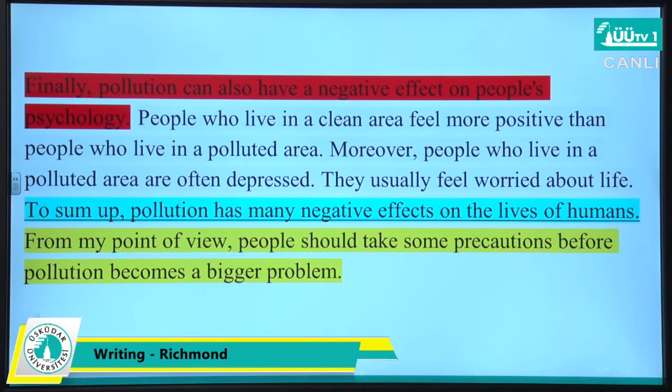Finally, pollution can also have a negative effect on people's psychology. So, in our last supporting sentence, we talk about the negative effects of pollution on people's psychology. We give details. People who live in a clean area feel more positive than people who live in a polluted area. Moreover, people who live in a polluted area are often depressed. They are usually worried about life.